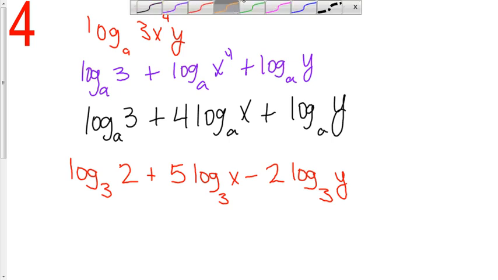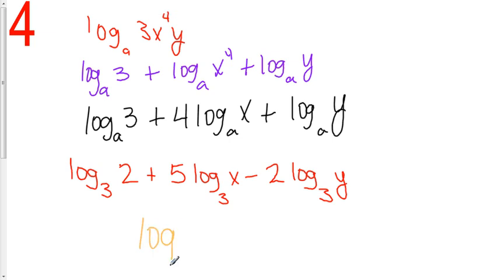And you'll be asked to condense one as well. So to condense, we've got to get it down to one logarithm, log base 3. Here we have 2 plus 5 times log base 3 of x, and that 5 becomes the exponent, so it would be 2x to the 5th. And minus means we divide. The 2 becomes the exponent of the y, so it would be over y squared.